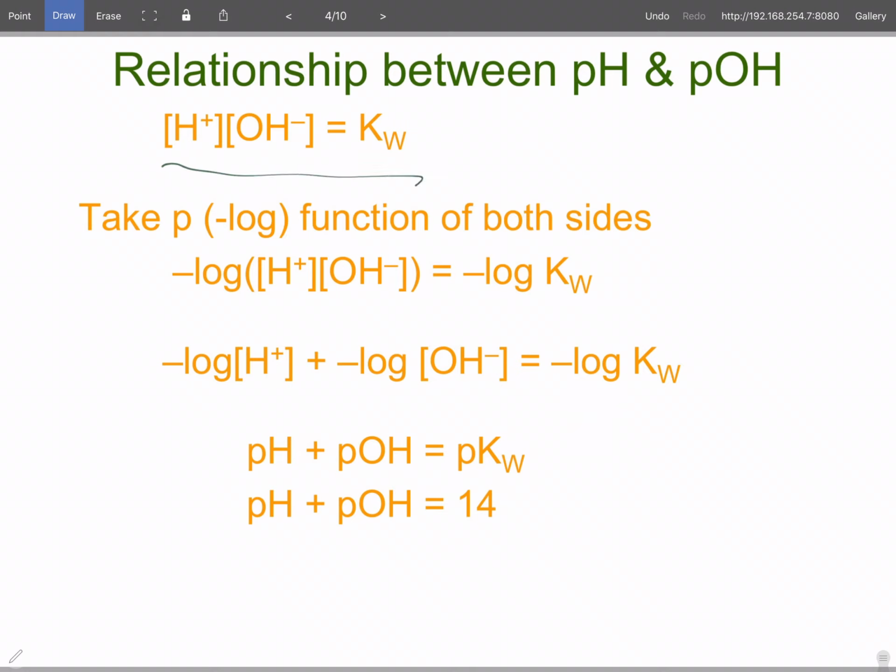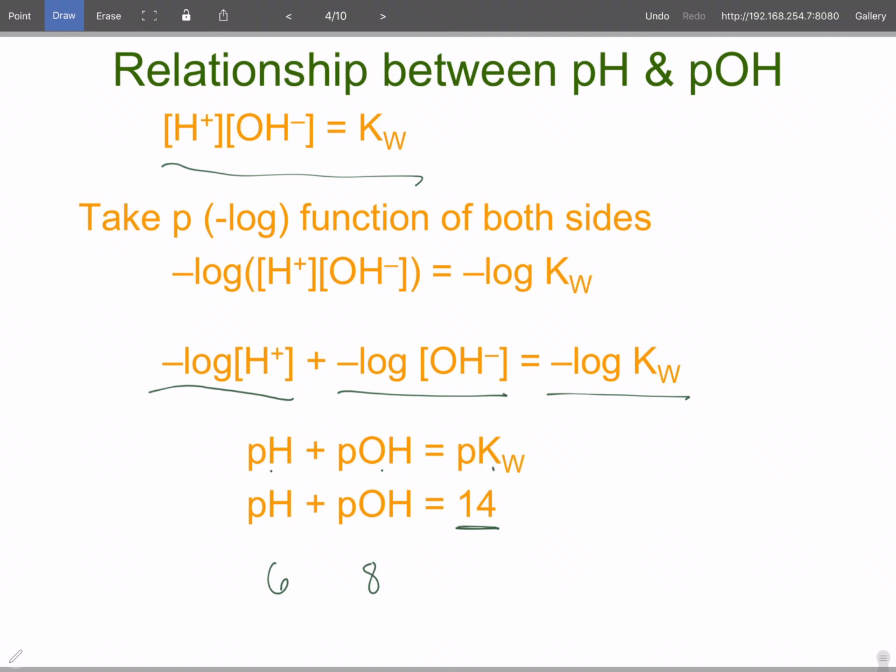So, if we take the Kw expression and we take the negative log of each side, okay, so we take the P function. So that gives us the negative log of the hydronium ion plus the negative log of the hydroxide ion is equal to the negative log of the Kw. Well, if the negative log is the P function, then that means it's pH plus pOH is equal to pKw, which is 14. So if the pH is 6, then the pOH has to be equal to 8 because they have to add to give 14. Again, this is one of those things that you will use often enough that you're like, I got that.